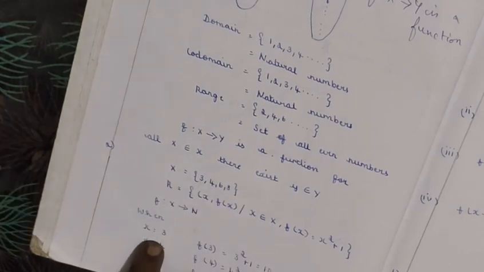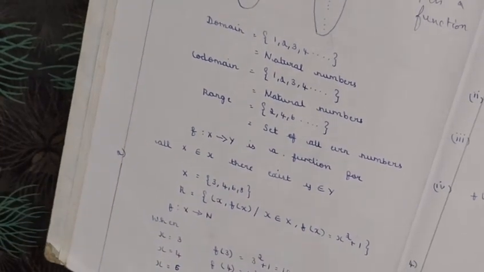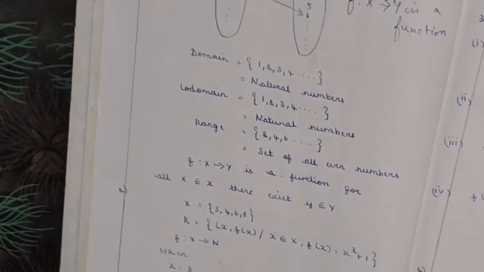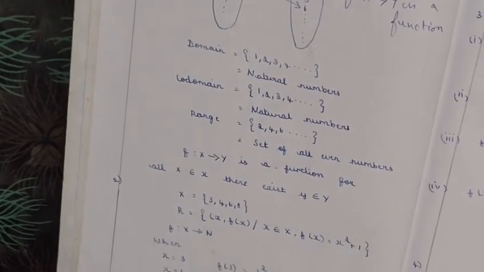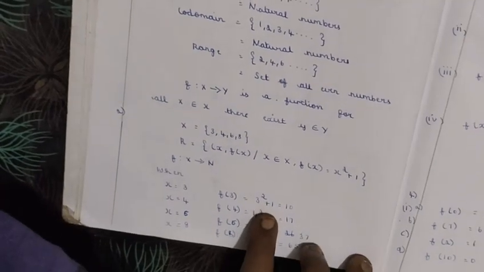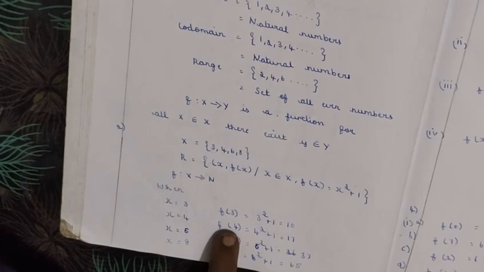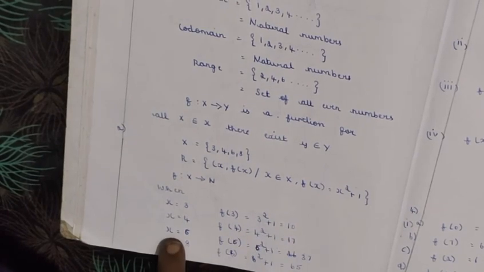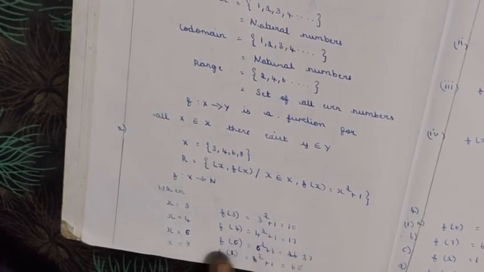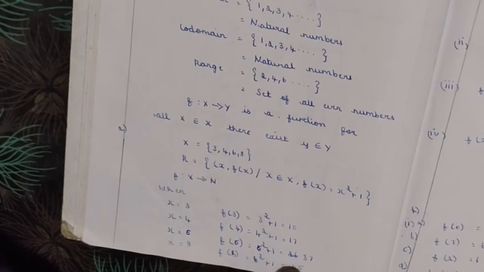When x equal to 3, we have to find f of 3. F of 3 is nothing but, the formula is 3 square plus 1, 10. X equal to 4 means f of 4, 4 square plus 1, 17. X equal to 5 means 5 square plus 1. X equal to 8 means 8 square plus 1, 65.